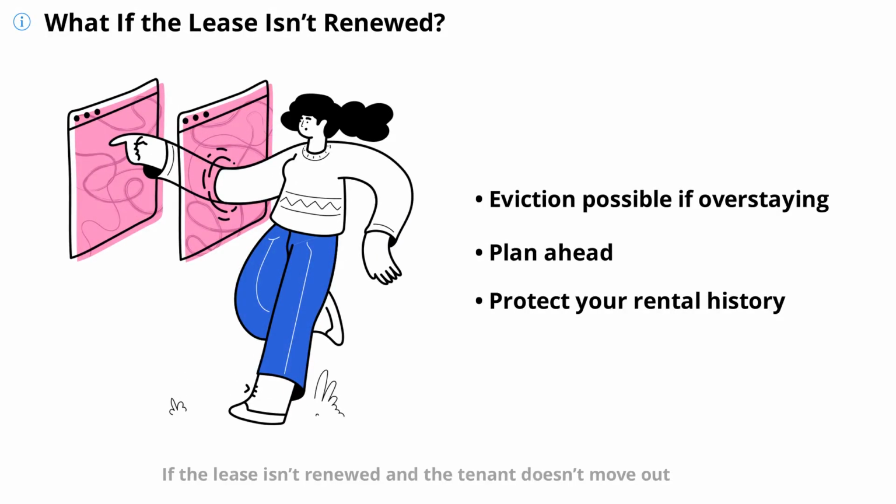If the lease isn't renewed and the tenant doesn't move out, the landlord may begin eviction proceedings. It's important for tenants to plan ahead and communicate with the landlord about their intentions. Leaving on good terms can help avoid legal issues and protect your rental history.